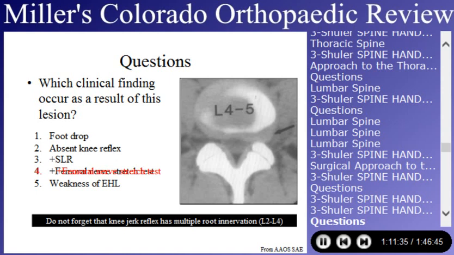So let's keep on looking down that list. Straight leg raise is really going down to L5, S1. Femoral nerve stretch test, ding, ding, ding. And the reason why I highlighted this question, I missed it. I put knee-jerk reflex and just went on. I didn't realize until I actually looked it up, knee-jerk is actually a little bit more involved than just L4.